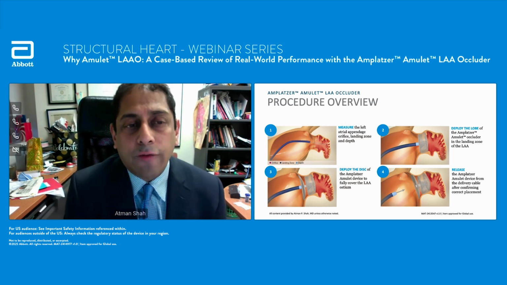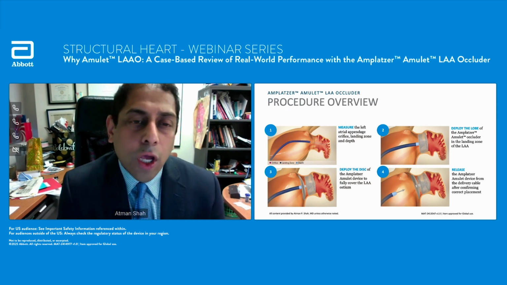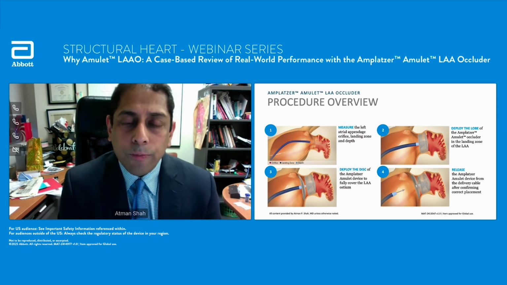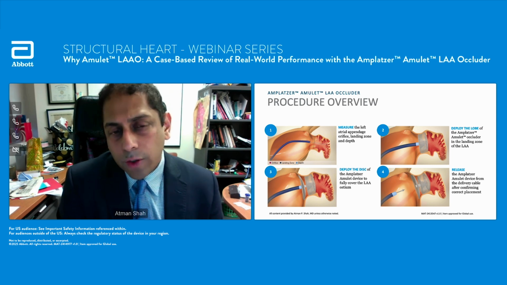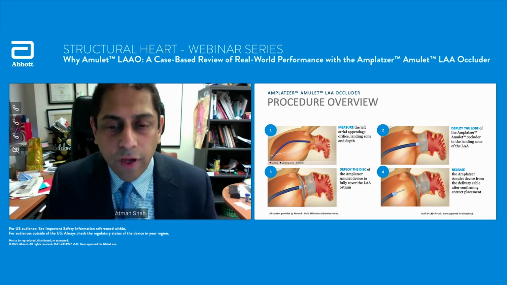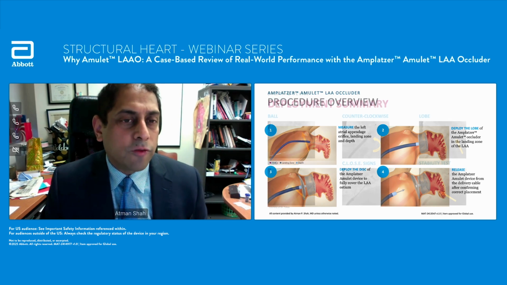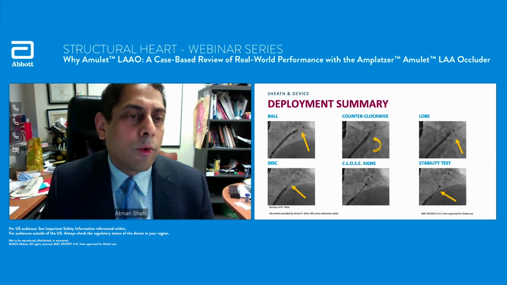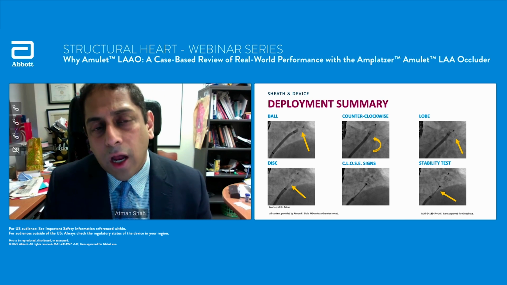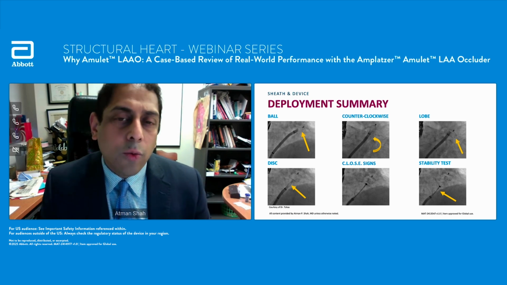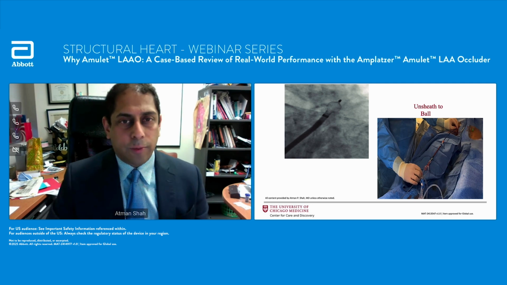Overview of deployment. After we measure the left atrial appendage, we're going to unsheath to ball. Then we go ahead and advance to lobe, and then we unsheath the disc. We do a tension test, and then we release the device. So not dissimilar from other devices that are commonly used. Again, we're going to unsheath to ball. We may clock or anti-clock based on our ICE or TE. We'll advance to lobe and then unsheath to disc. And then we'll go over the close criteria for stability tests.